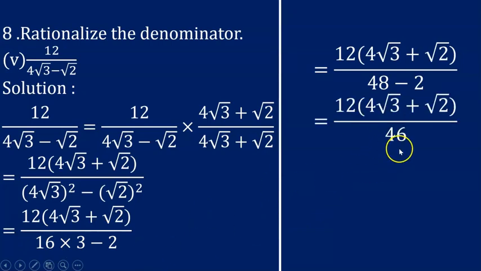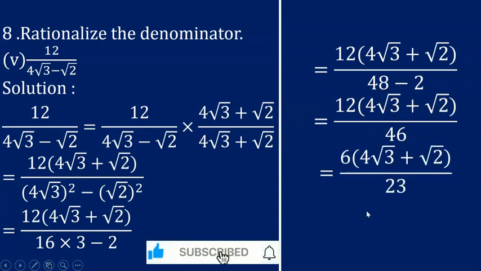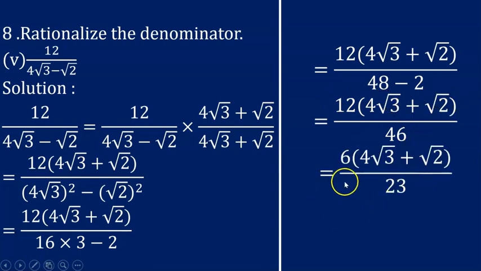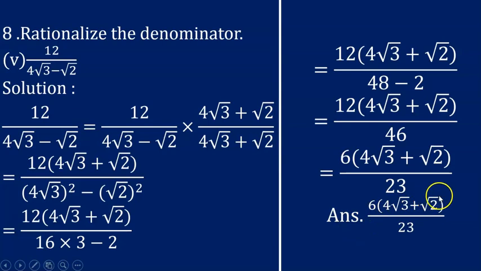48 minus 2 is a 46 and hence you will get here to the numerator 12 in bracket 4 root 3 plus root 2 upon 46 and after simplification you will get here 6 in bracket 4 root 3 plus root 2 upon 23 and hence the answer is 6 in bracket 4 root 3 plus root 2 upon 23 and in this way the denominator is rationalized. Okay, and this is the answer.